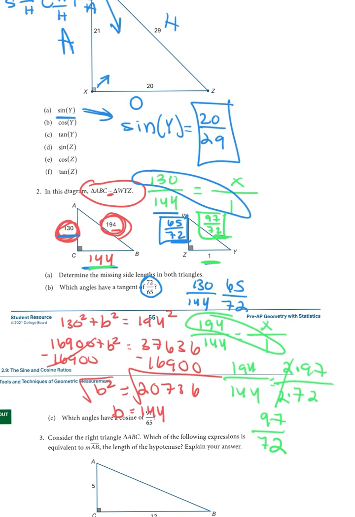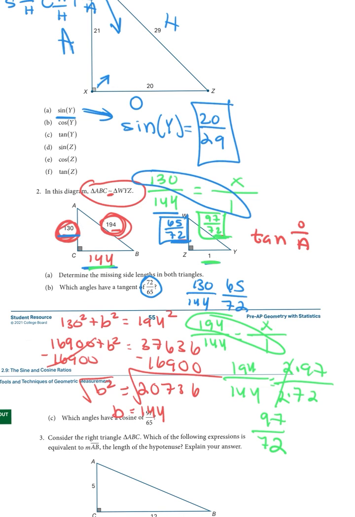All right. So now let's do part B. And part B, let's see, what do they want? Which angles have a tangent of 72 over 65? So we know that tangent is opposite over adjacent. So I'm going to write that down right here on the side. Tangent is opposite over adjacent. And they want to know which one is 72 over 65. How did I get 65 over 72? I got 65 over 72 by doing 130 and 144, right?